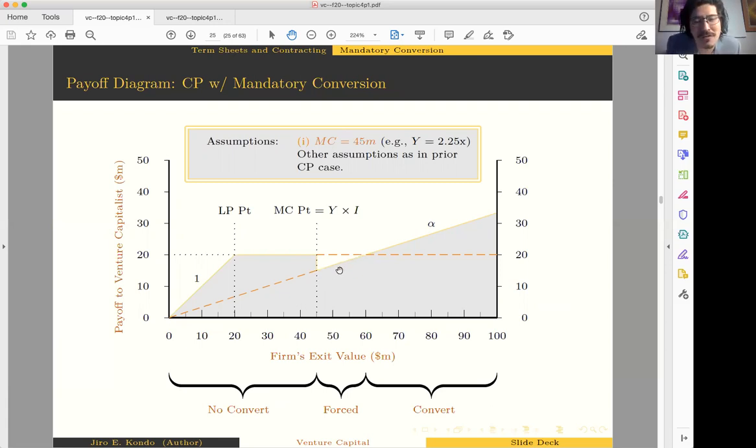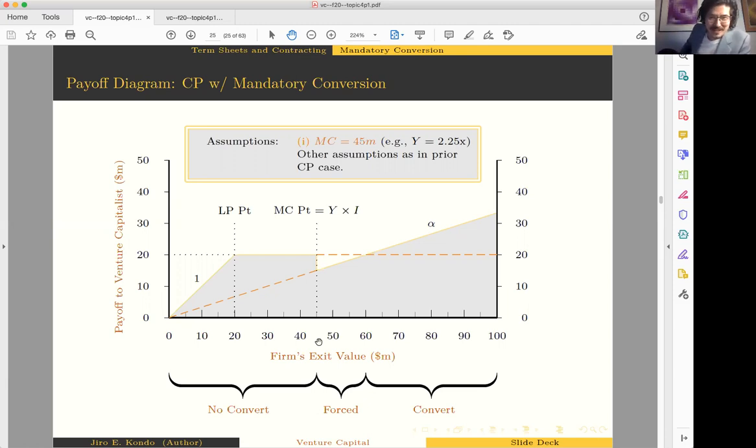So what does mandatory conversion that binds do? It changes your payoff diagram and it creates something really weird. It creates a sudden, discontinuous drop in your payoff. It's a really weird scenario because you as the VC are like, Jesus, I hope I get a $44 million exit instead of a $46 million exit. You see what I'm saying? Literally a small increase in exit value can make you lose millions of dollars. Not small potatoes.